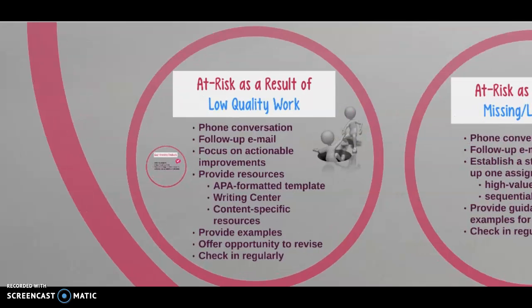I typically like to have a phone conversation with students who are in an at-risk status because of low quality work. And I find that with a phone call, I can learn a lot more about the student and gain some valuable information as to how I can best support them. However, I do always like to follow up that phone call with an email summary for both the student's reference and my own. And once I've had a chance to chat with the student over the phone and gain a better insight to their situation, I can formulate a plan to help them focus on actionable improvements that they can realize some success with rather quickly.